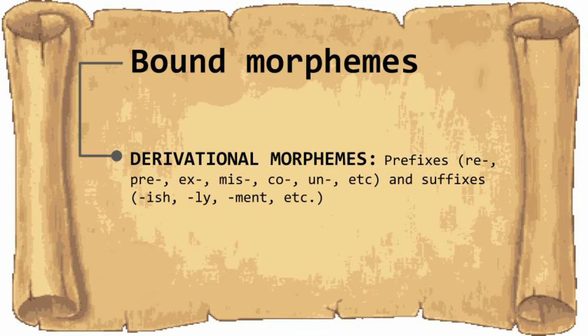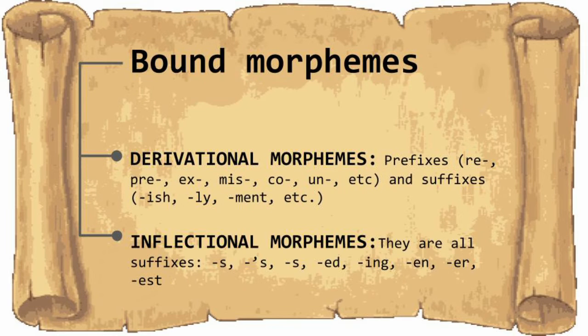The set of affixes that make up the category of bound morphemes can also be divided into two types. The derivational morphemes. There is a list of derivational morphemes that will include suffixes such as the ish in foolish, ly in quickly, and the ment in payment. A derivational morpheme can change the grammatical category of a word.